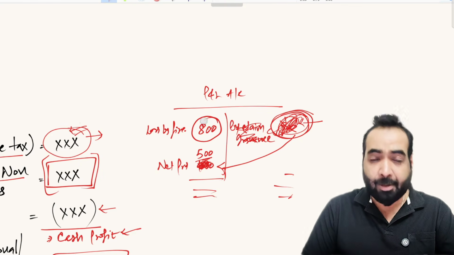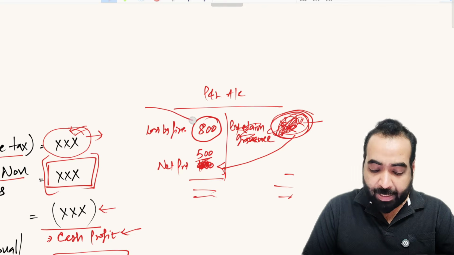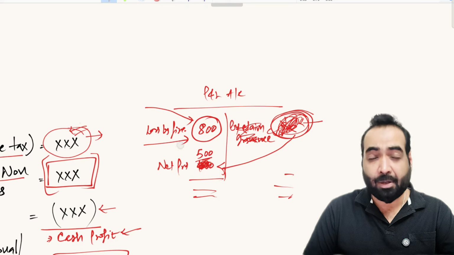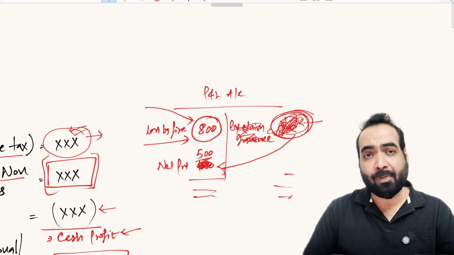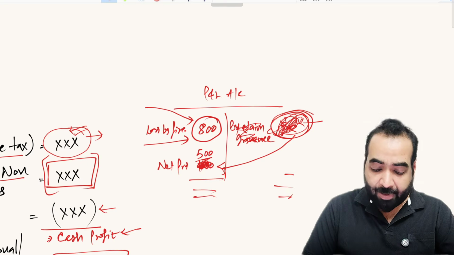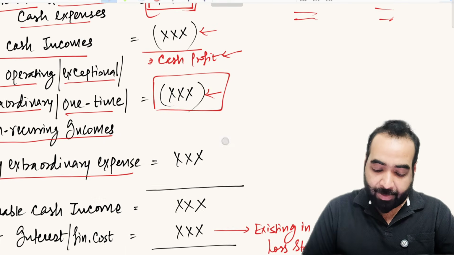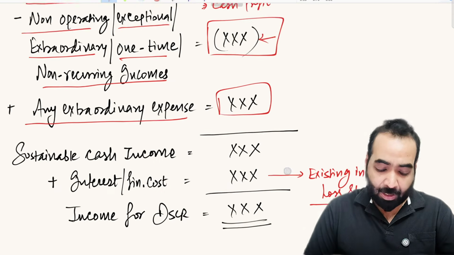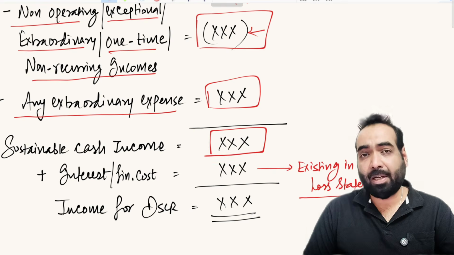So this 800 rupees loss is an exceptional loss. We cannot assume that this 800 rupees loss by fire will continue to occur in the future period as well. This is a one-time mishap that has happened to the client, which has resulted in a reduction in his profit. So if there were no loss by fire, his profit would have been rupees 1300, right? So any extraordinary expense we will add back, right? If we add them back, then we get the sustainable cash income.